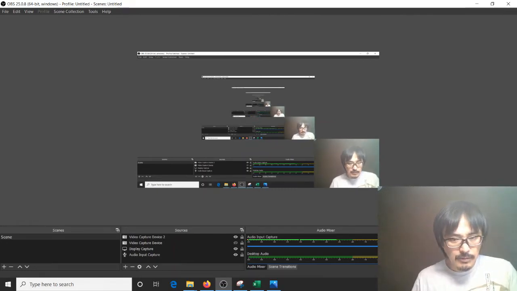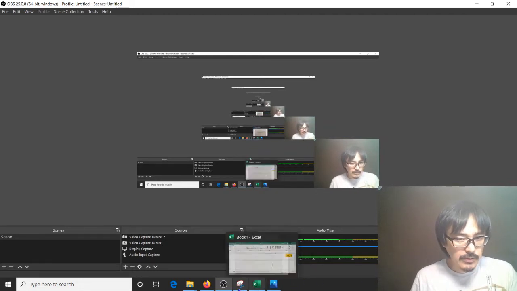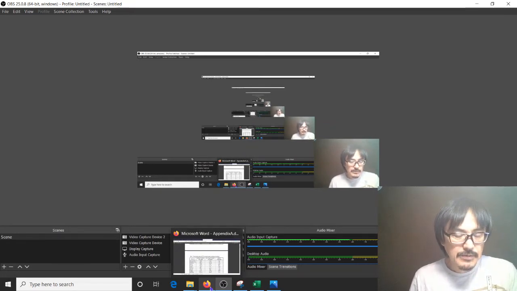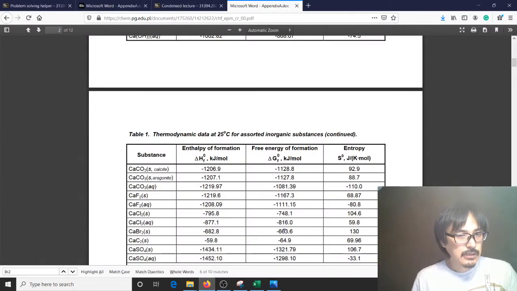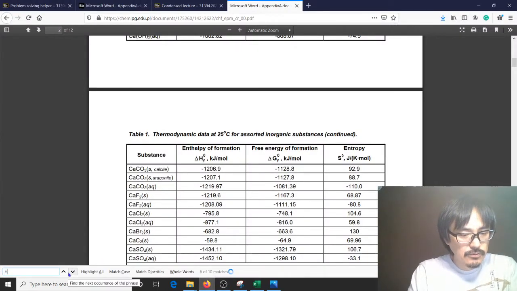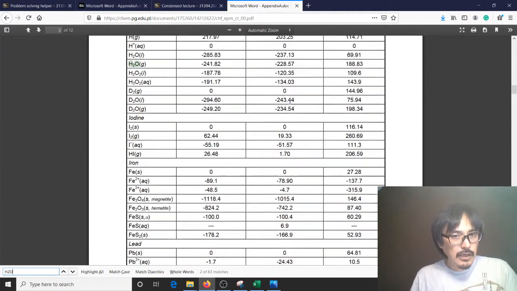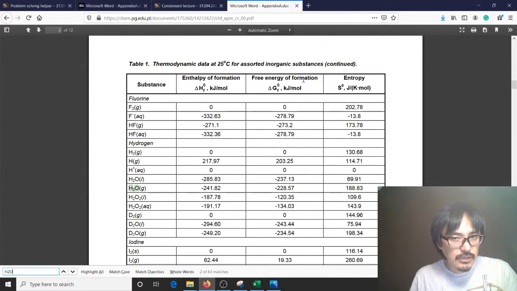Okay, so let's do question number 21. But before I actually talk about 21, I want to point out a few important things about the Gibbs free energies. So just try to look for the H2O. Take a look at the H2O Gibbs free energies. I'm talking about free energy of formation, right?